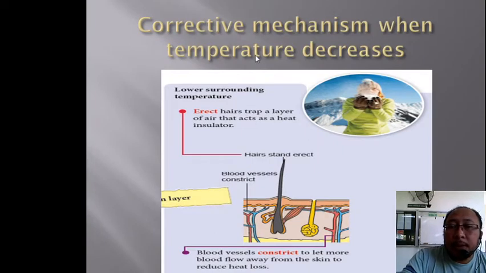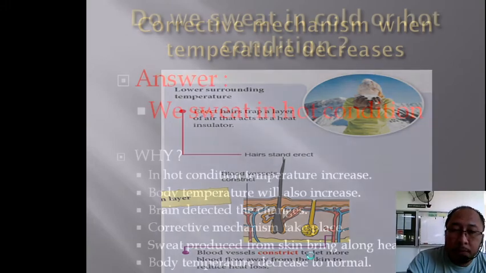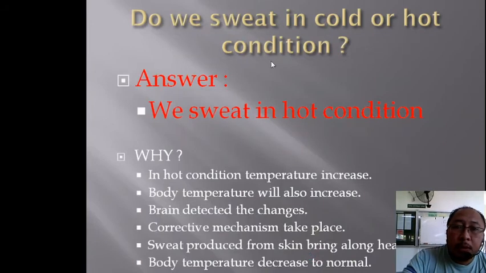So this is the explanation when the temperature decreases: erect hair traps a layer of air that acts as a heat insulator. Blood vessels constrict to let more blood flow away from the skin to reduce heat loss. So this is the situation.